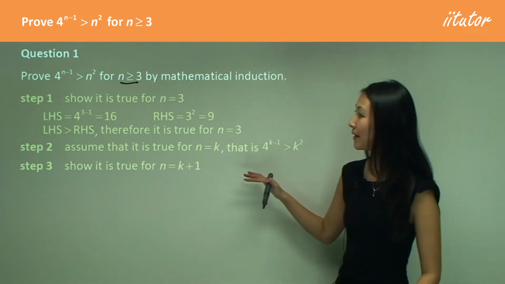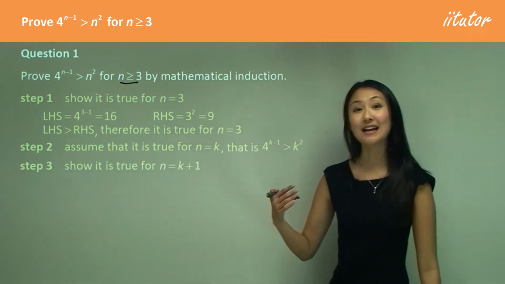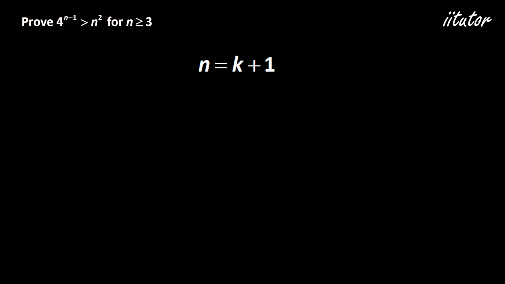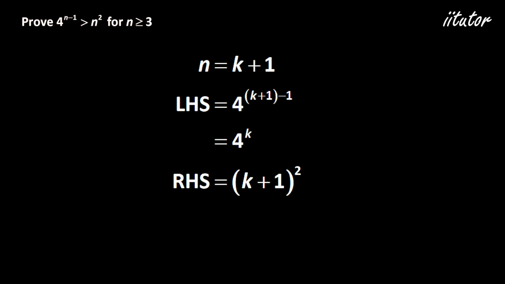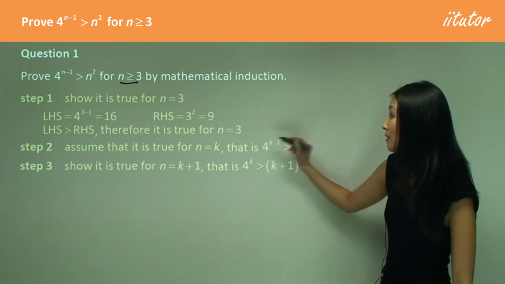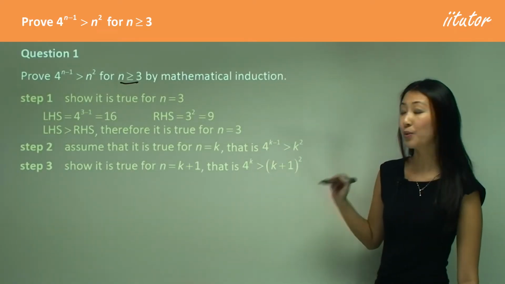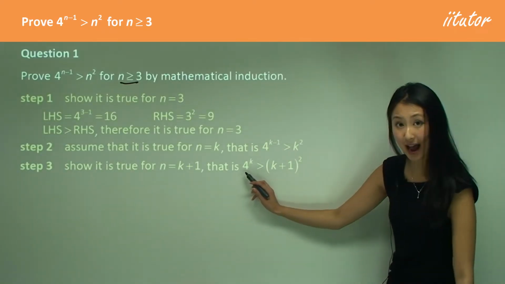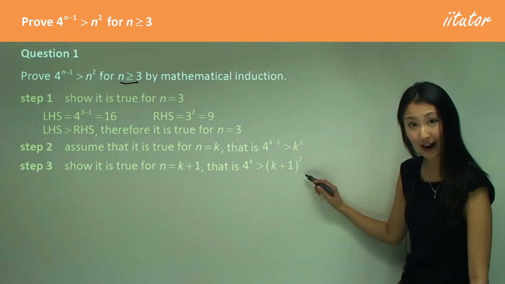Now in step 3, we show it is true for n equals k plus 1. So we substitute in k plus 1. So over here, if we have k plus 1 minus 1, that's going to become 4 to the power of k. And here we have n squared, so that will be k plus 1 squared. So this is what we want to prove. We want to prove that this left-hand side is greater than the right-hand side.